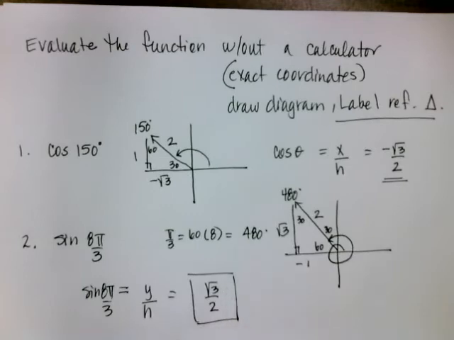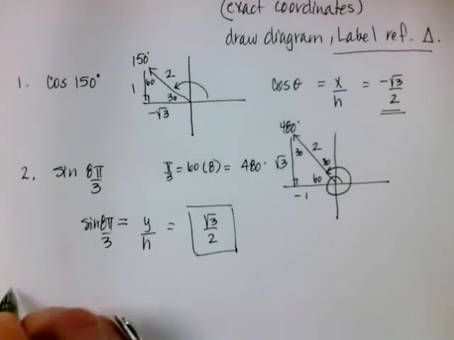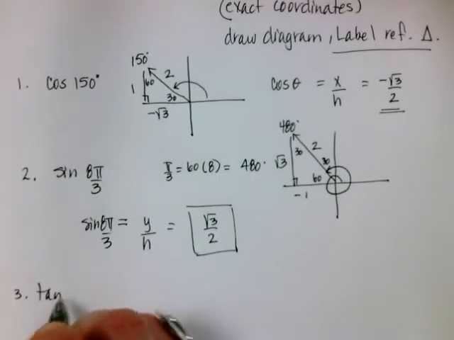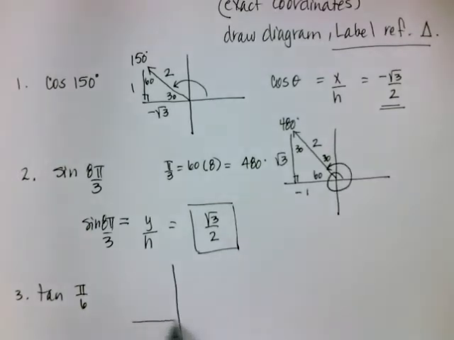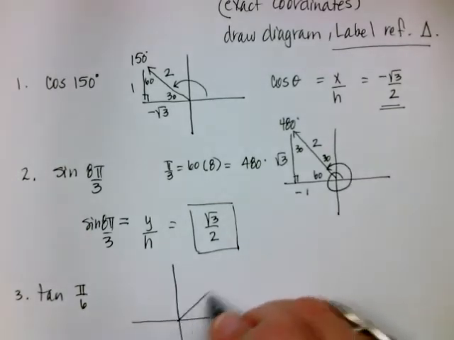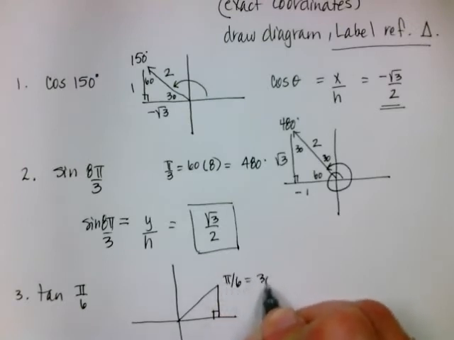So it's really kind of a simple process. The hardest part are the drawings. Okay? The next angle is going to be the tangent of pi over 6. Okay, so we draw our triangle. Pi over 6 is 30 degrees, so that means it's in the first quadrant, so this is pi over 6, or 30 degrees.